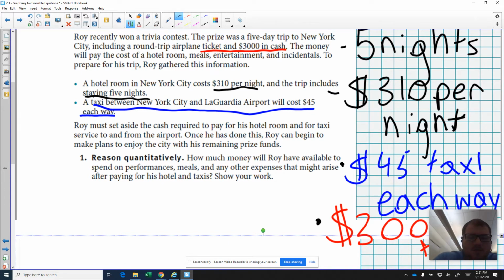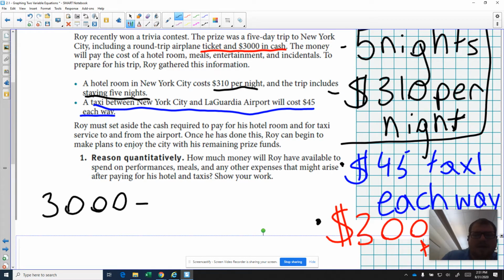Okay? To do this, we have to understand that first and foremost, we have $3,000 total. And anytime you have a total, we're going to be taking money away based on how much we have to spend. So whatever we have to subtract from that. Now, the first key thing we have to understand is the 5 nights and the $310 per night go hand in hand, right? If I stay at a hotel for 5 nights, I'm paying $310 for each night. So I want to figure out the cost of that.